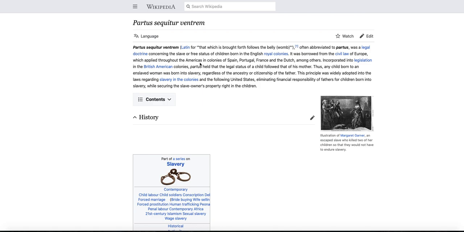So throughout the Americas, in the colonies of Spain, Portugal, France, and Dutch. So again, they beat Europe at some point in time, but they took their law and started using it. I don't understand that part. Among others, incorporated into legislation in the British American colonies, Partus held that the legal status of a child followed that of the mother. The legal status of the child followed that of the mother.